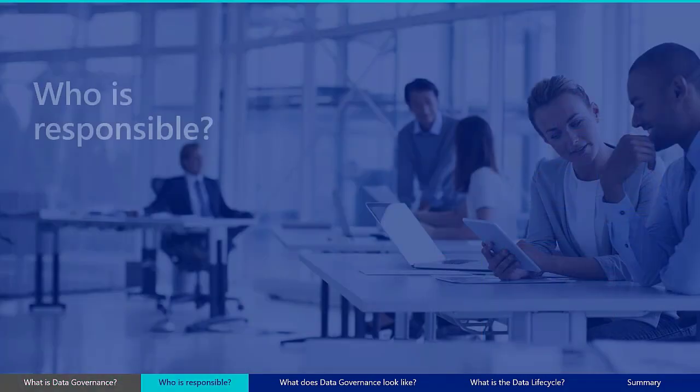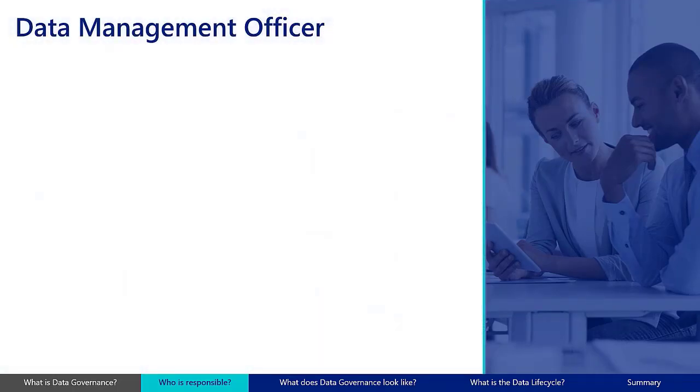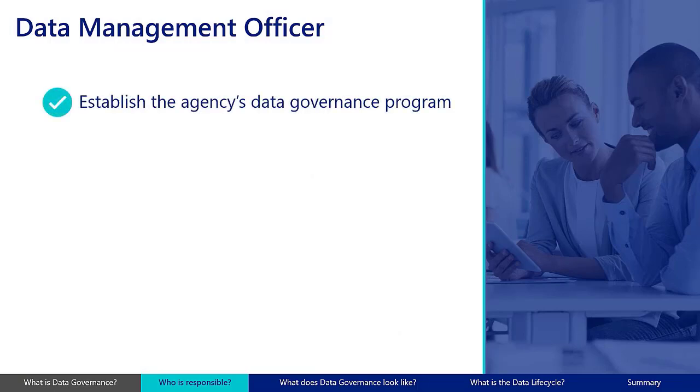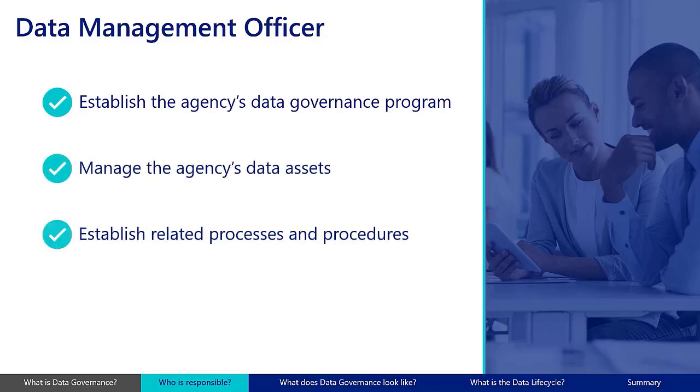But who is responsible for data governance? In 2021, the 87th Texas Legislature regular session passed Senate Bill 475, which required agencies with more than 150 full-time employees to designate a Data Management Officer, or DMO, to establish their agency's data governance program, manage the agency's data assets, establish related processes and procedures, and conduct a data maturity assessment. These responsibilities are codified in Texas Government Code Section 2054.